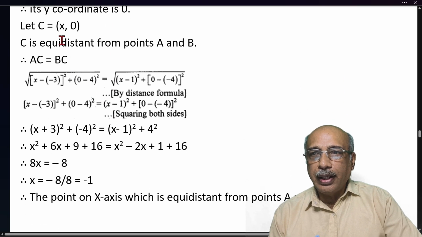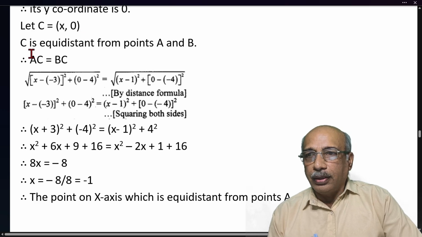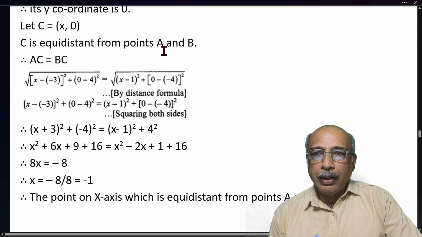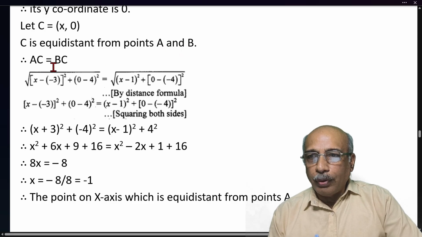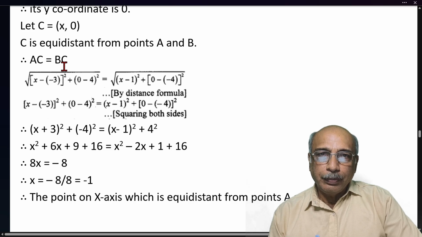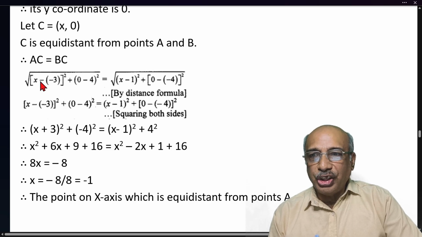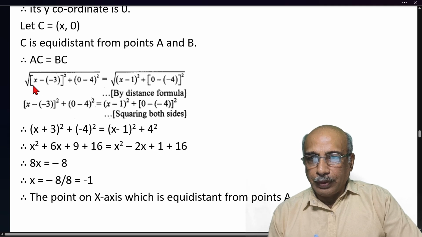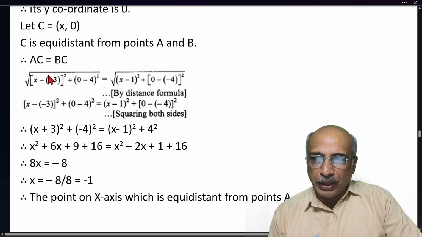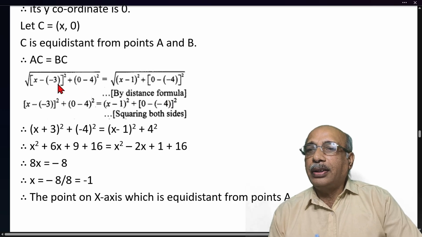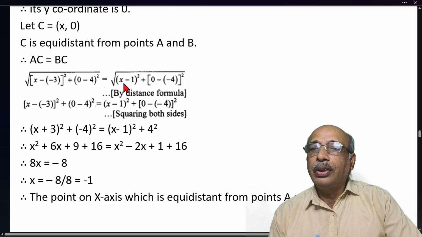So let's say C is (x, 0). C is equidistant from points A and B. Therefore, AC equals BC. Applying this condition, the distance formula we have to apply for AC and the distance formula for BC, and both are equal. By the distance formula, it is given here: the square root of (x minus minus 3) whole square plus (0 minus 4) whole square equals the square root of (x minus 1) whole square plus (0 minus minus 4) whole square.